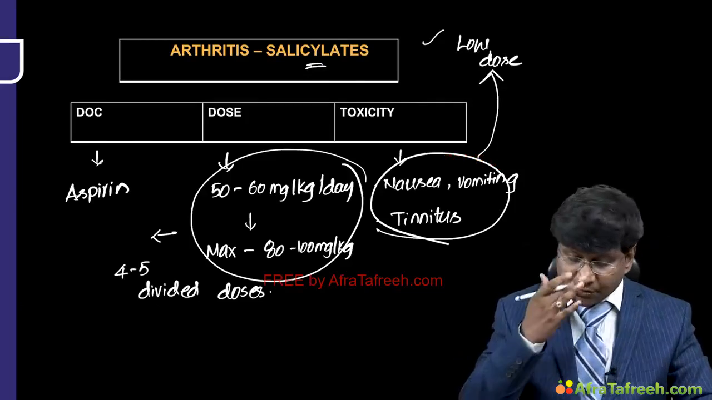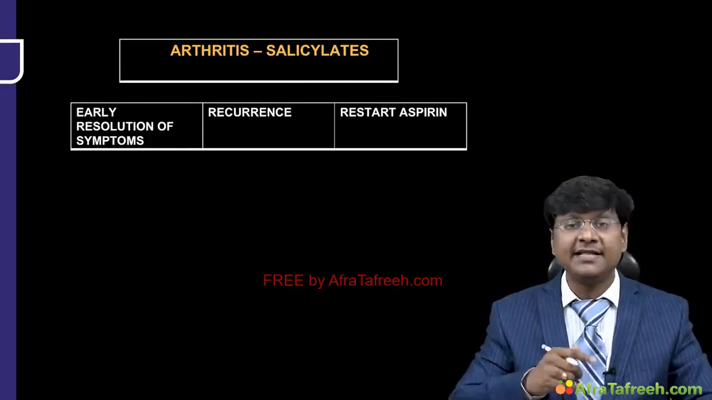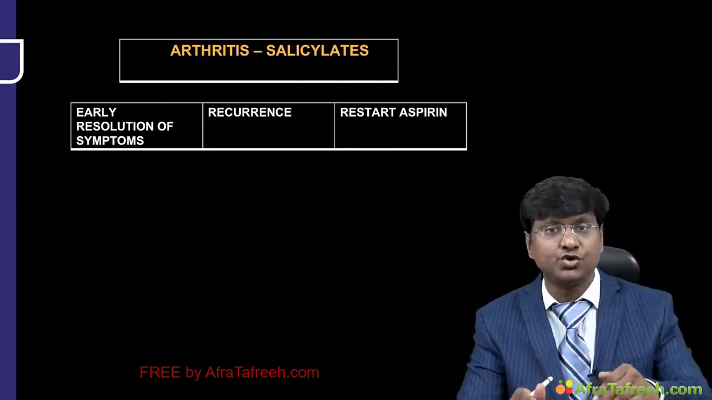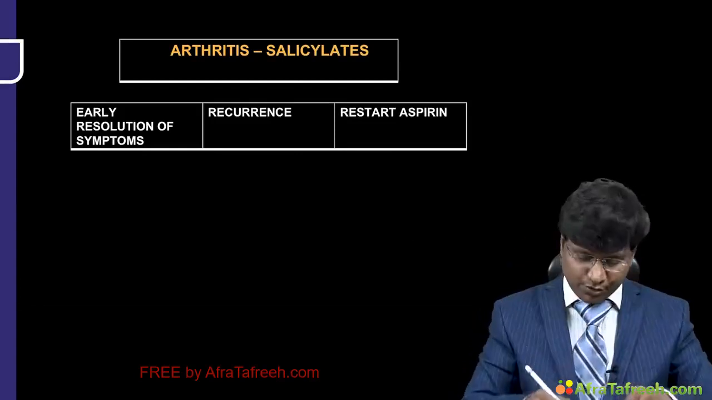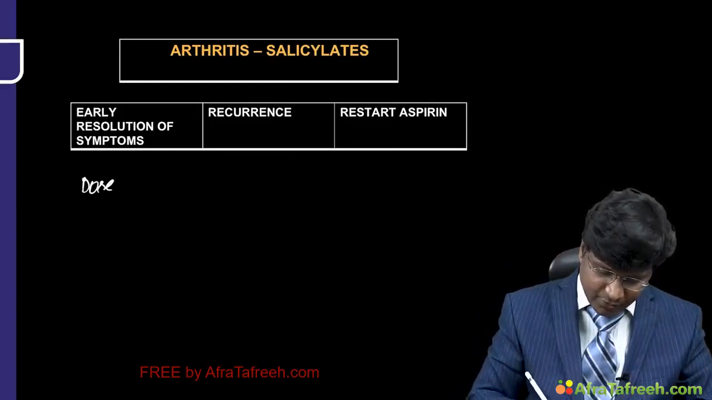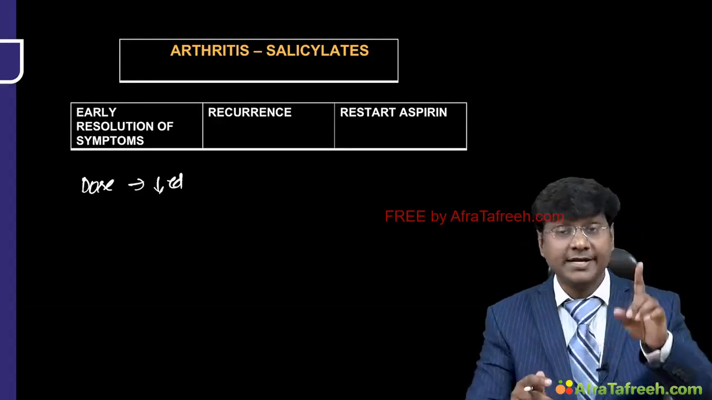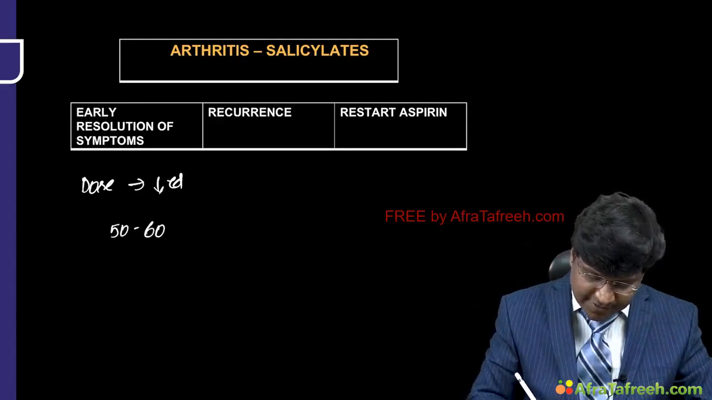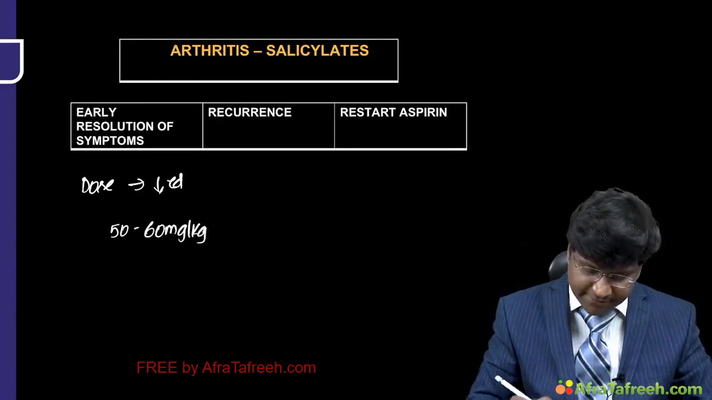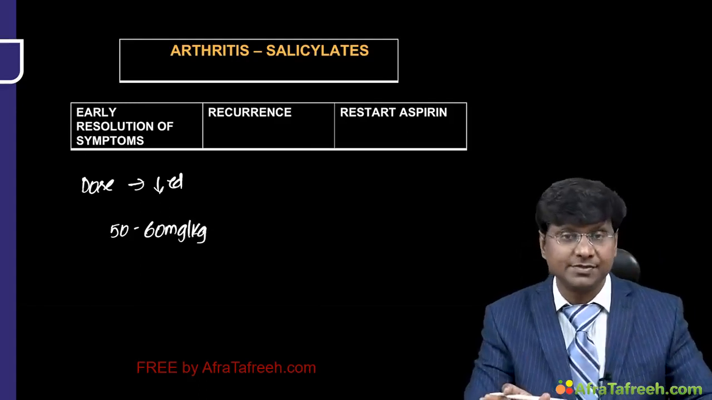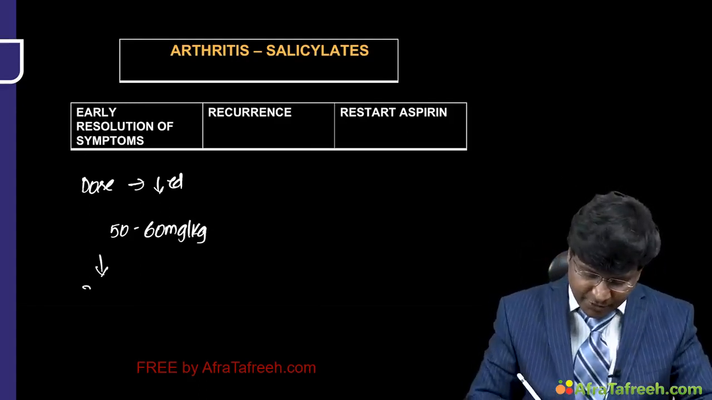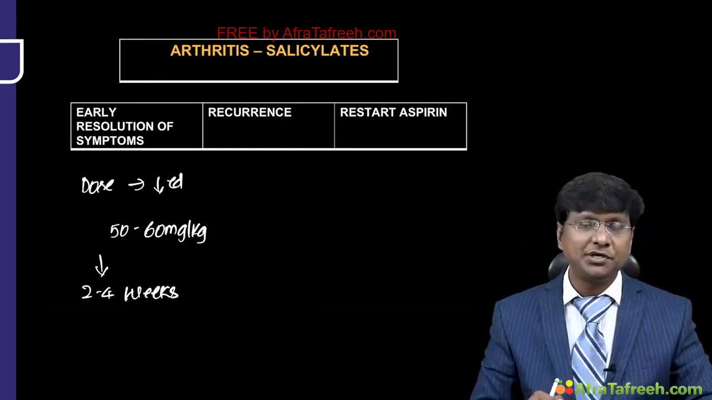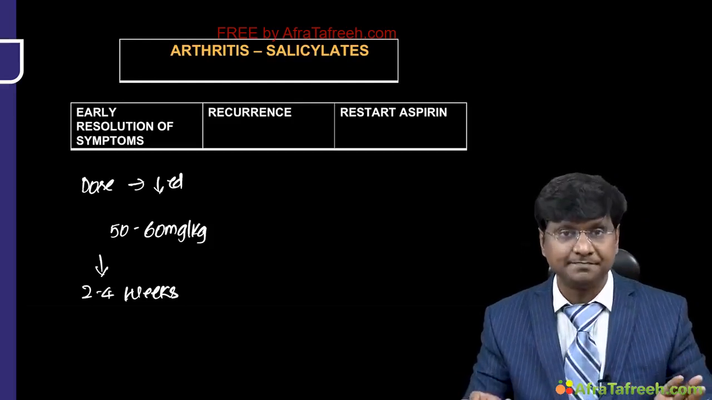Now, suppose you have given aspirin and there is early resolution of the symptoms within the first 2 weeks, then instead of the high dose, the dose has to be reduced. High dose means what? 80 to 100 milligrams per kg body weight. So the dose has to be reduced to 50 to 60 milligrams per kg body weight per day if there is early resolution of the symptoms, right? And this has to be continued for nearly 2 to 4 weeks.